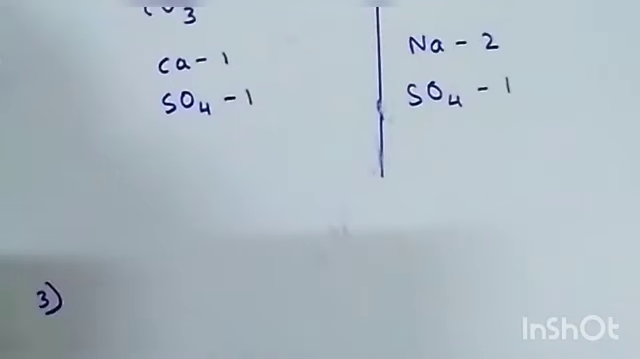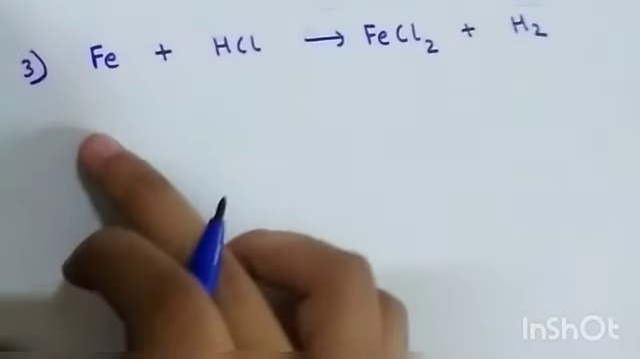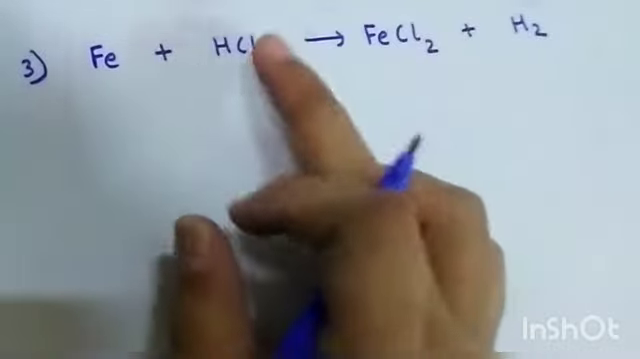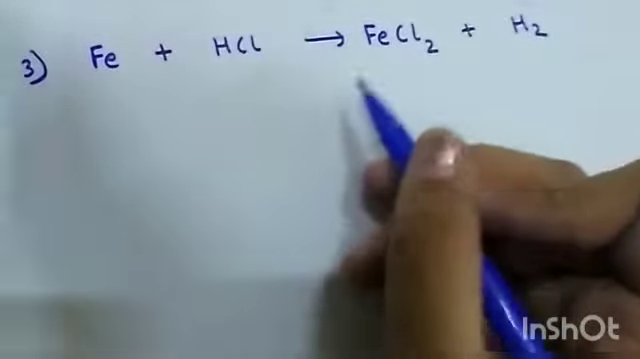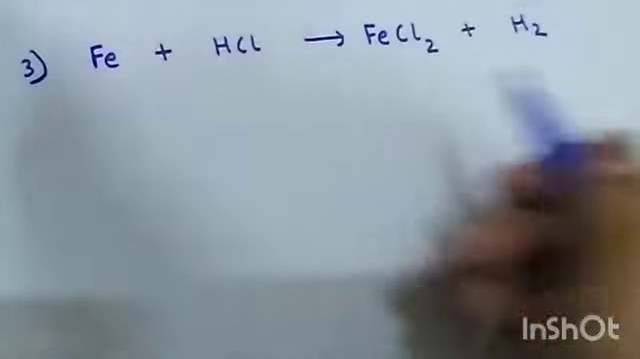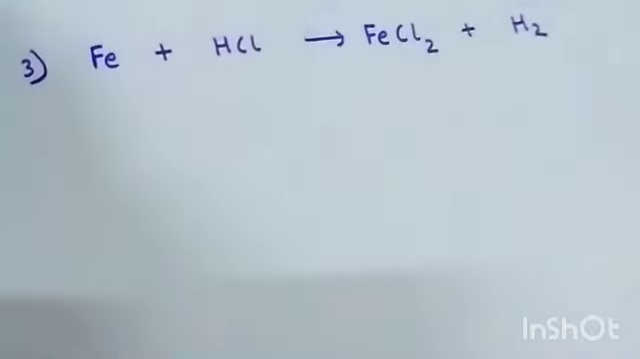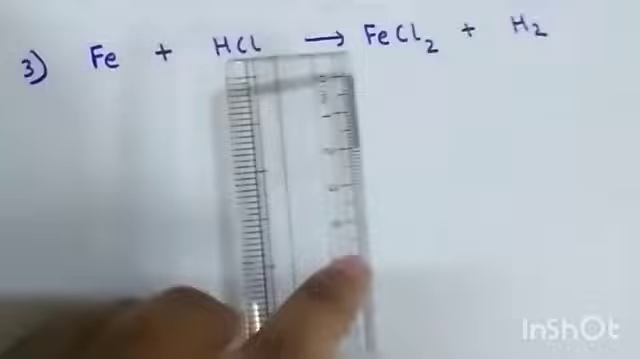Now let's do the third example. So the next example is iron Fe plus HCl, hydrochloric acid, which gives you iron 2 chloride FeCl2 plus H2 gas. Okay, so now we have to follow our steps.